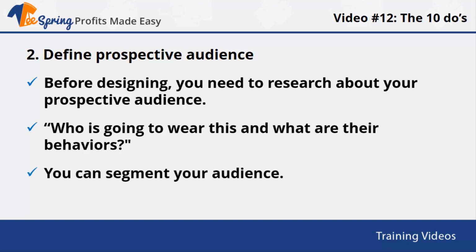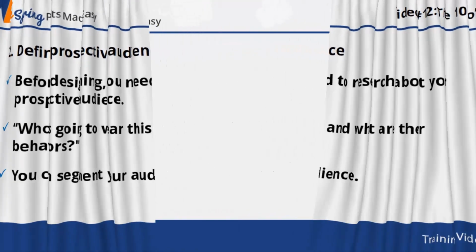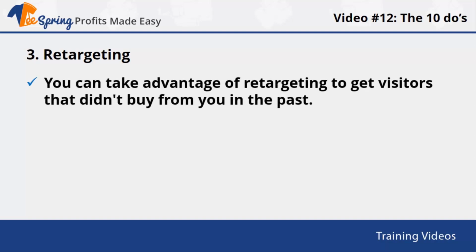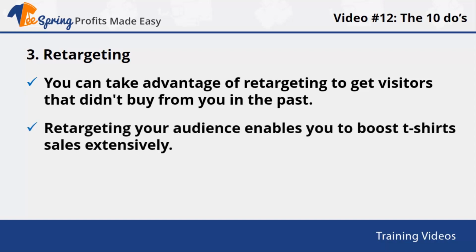You can segment your audience on the basis of their behavior, geographics, and interests to target them better and enhance the chances of selling your t-shirts. 3. Retargeting. If you're running a successful Teespring campaign but the conversion rate is low, you can take advantage of retargeting to get visitors that didn't buy from you in the past back to your site. Retargeting your audience enables you to boost t-shirt sales extensively.